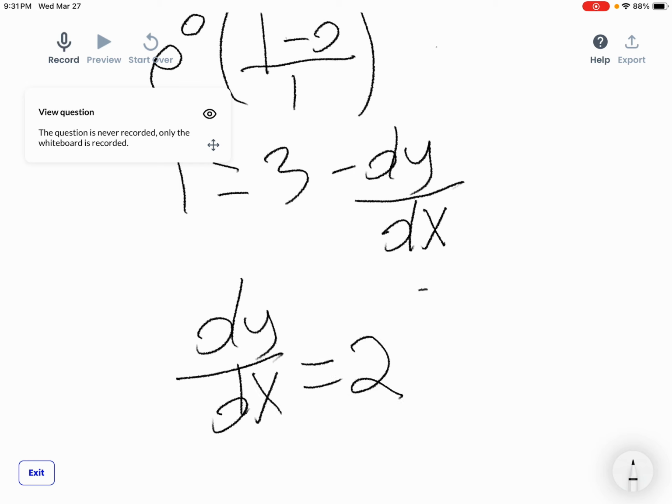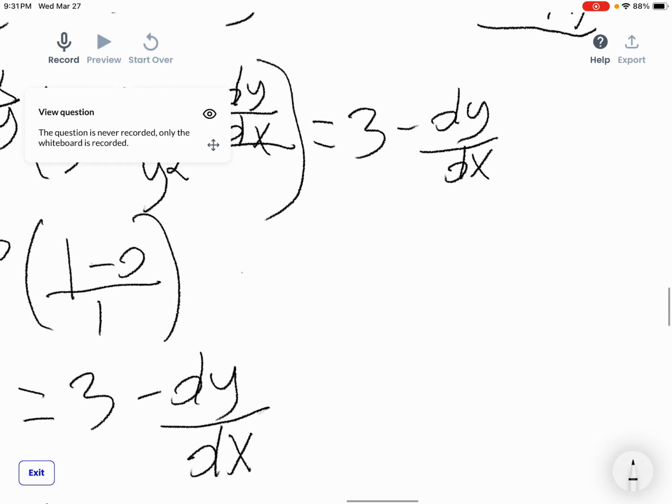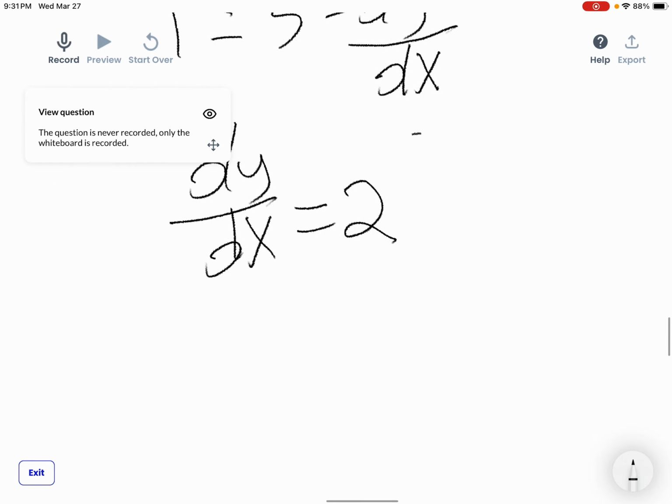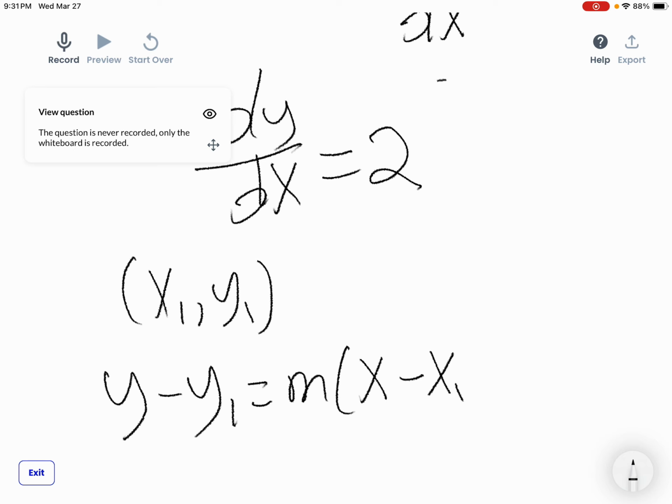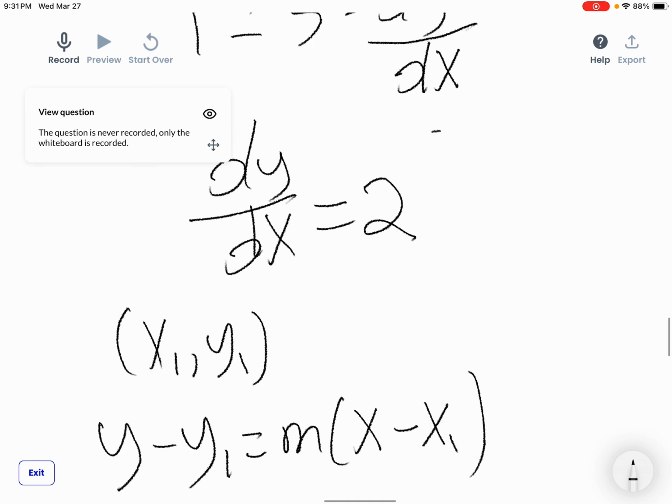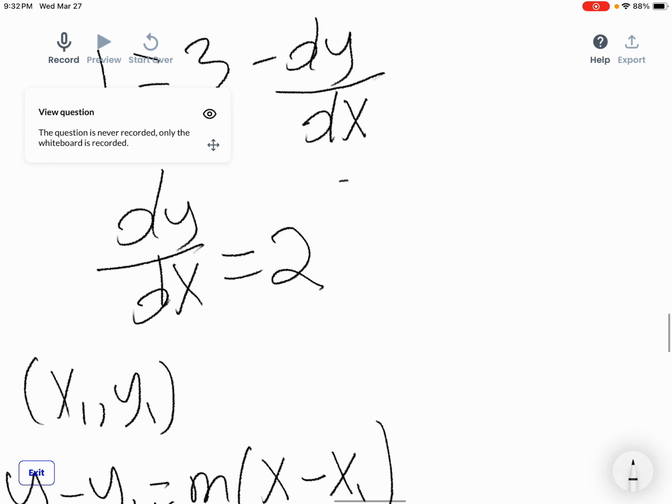Okay, so there we have dy dx, that's the derivative, and we have a point, 0, 1. Remember, point slope form says if we have any point on the line, say x1, y1, and we have the slope m, then the equation of the line in point slope form is y minus y1 is equal to m times x minus x1. The slope of the tangent line is the derivative at that point. Therefore, the slope of the tangent line at the point 0, 1 is 2.